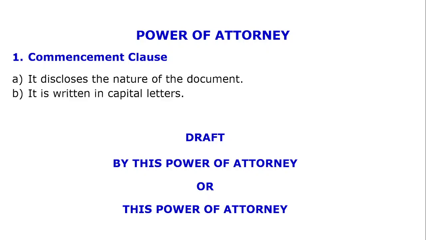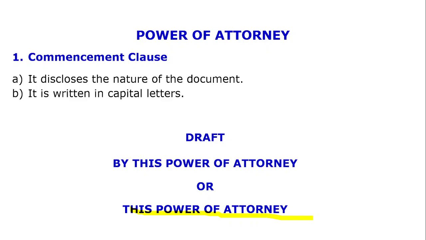So clearly you can see that there are two options. Option one, you have by this power of attorney, and then option two, this power of attorney. And you may be wondering, when do I use option one and when do I go for option two? Option one is best suitable when the power of attorney would not include a recital clause. But you should go for option two, which is this power of attorney, when the power of attorney would include a recital. So as we proceed, you are going to see the importance of this particular option one and option two, even when it relates to the date clause and the recital.